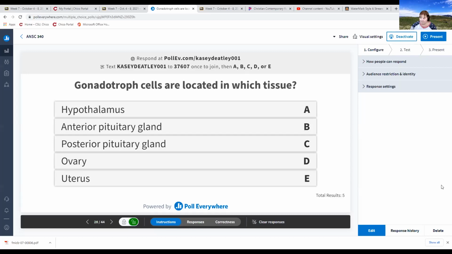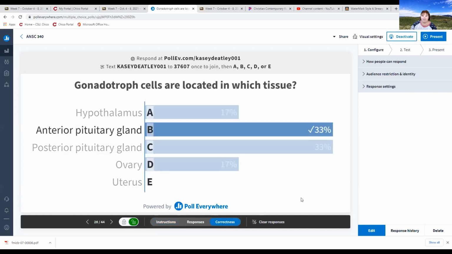Okay, guys, we'll give you just about 10 more seconds here and then we'll roll. Okay, good job, guys. So let's see what we got here. Okay, we're a little bit all over the board. All right, so gonadotrope cells are those cells that we just talked about. They are located in the anterior pituitary gland, and these cells make hormones that target the gonads. So that might be an easier way to remember gonadotrope cell.